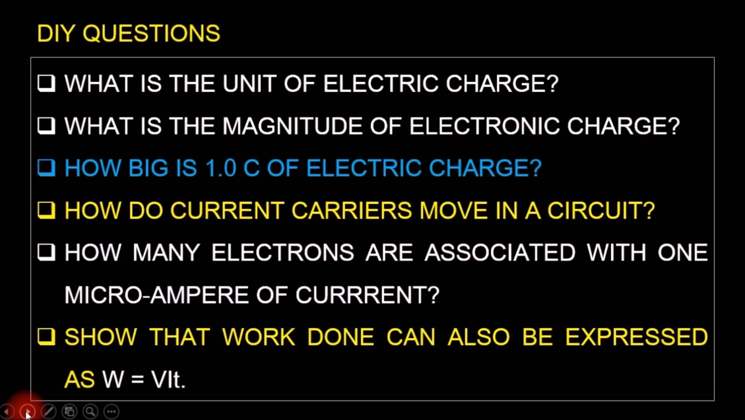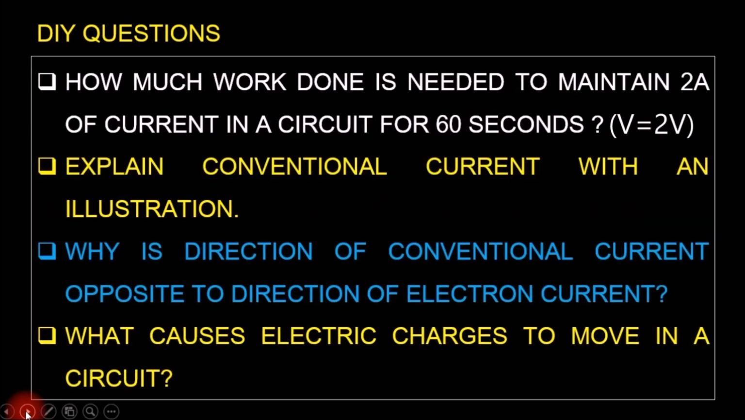What is the unit of electric charge? What is the magnitude of electronic charge? How big is 1 coulomb of electric charge? How do current carriers move in a circuit? How many electrons are associated with 1 microampere of current? So that work done can also be expressed as W equal to VIT. How much work done is needed to maintain 2 ampere of current in a circuit for 60 seconds?